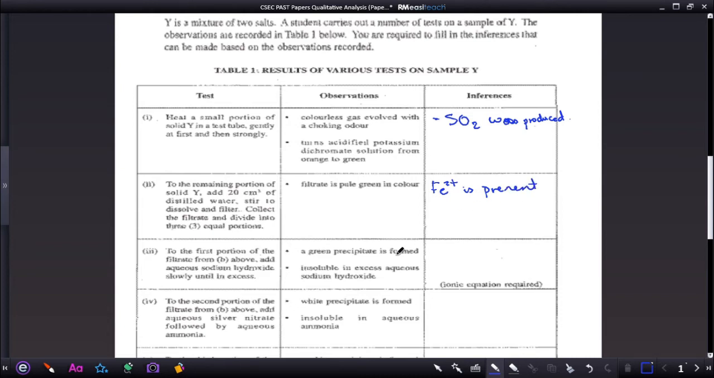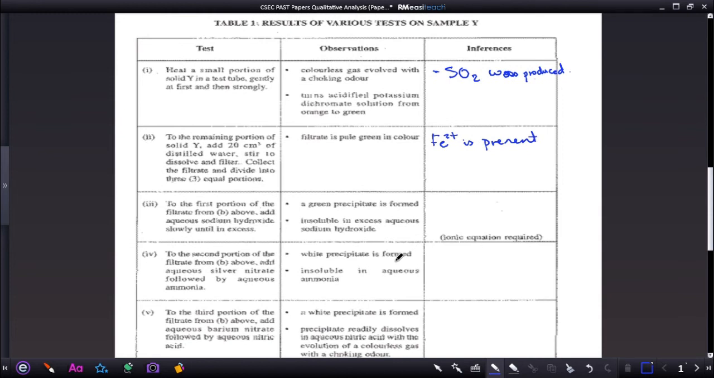Okay, all right. Part 3. To the first portion of the filtrate from B above, add aqueous sodium hydroxide slowly until in excess. And the first observation is that a green precipitate is formed. So this means that iron 2+ is present. And it is insoluble in excess aqueous sodium hydroxide. This iron 2+ is confirmed.